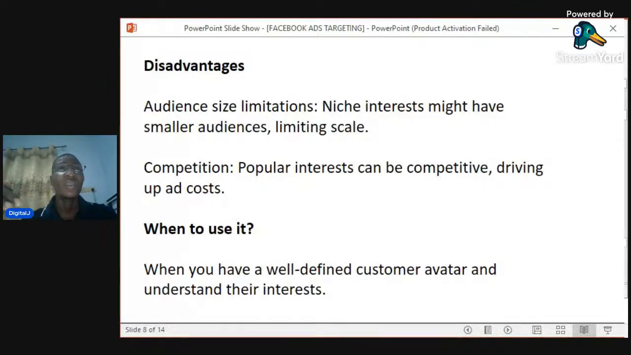Your cost per result is going to be high. That is something most persons don't understand. When you are targeting a very competitive niche, where the competition in that niche is very strong, it is going to affect your cost per result. It is going to affect the performance of your ads, especially if your budget is small.